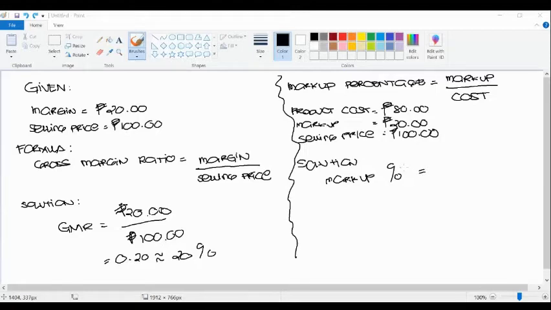Nonetheless, the markup percentage is expressed as a percentage of cost. So using the same example, the markup percentage is 20, or your markup, over 80 pesos, or your product cost. So that will give you an answer of 0.25. Converting this to percent, that is 25%. So this is your markup percentage, 25%.